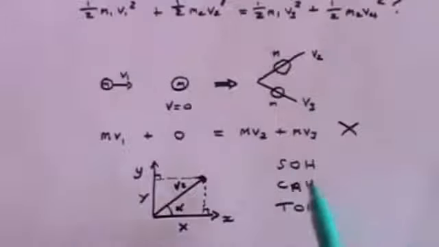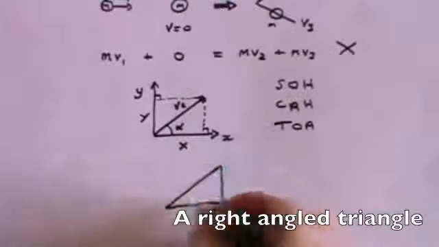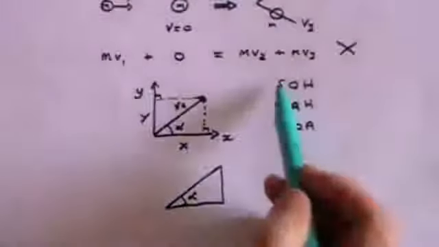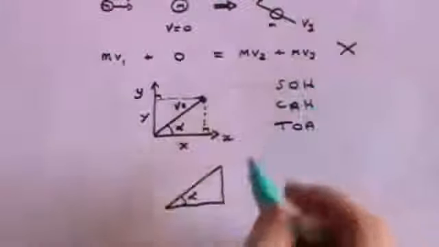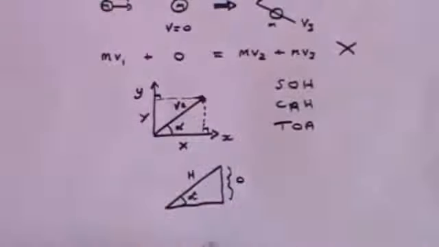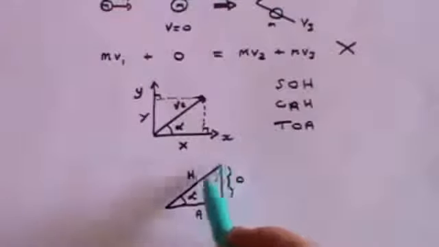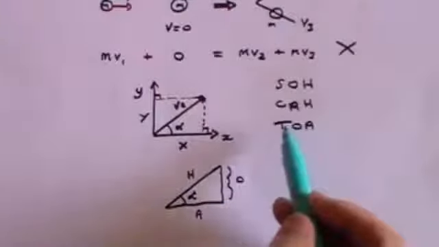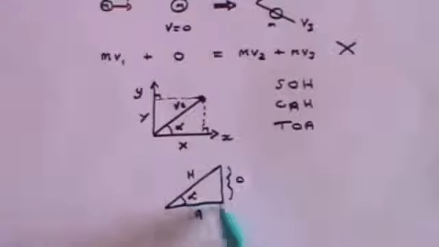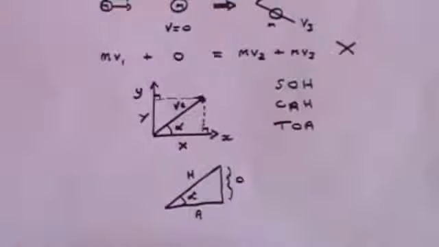What it actually means, of course, is that if you've got a triangle with an angle alpha, the sine of that angle is the opposite over the hypotenuse. This is the opposite and this is the hypotenuse. The cosine of that angle is the adjacent over the hypotenuse. This is the adjacent, this is the hypotenuse. And the tangent of that angle is the opposite over the adjacent. So that saying tells you how you work out the sine, the cosine and the tangent of the angle.